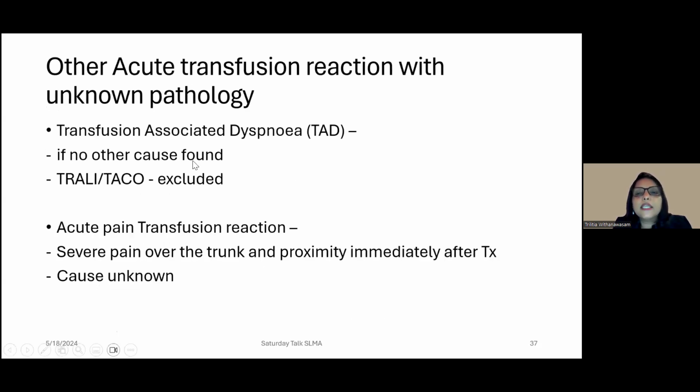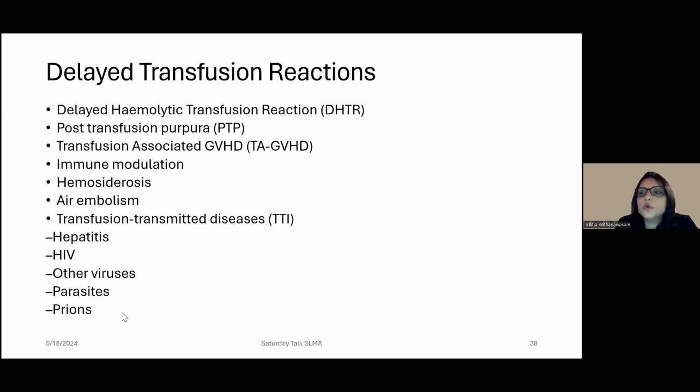And there are some other acute transfusion reactions with unknown pathology. Transfusion-associated dyspnea, where the dyspnea is due to some unknown reason, and TRALI and TACO are excluded. And pain: the patient presents with severe pain over the trunk and the extremities immediately after transfusion, which is also due to an unknown cause. So the acute transfusion reactions are over.